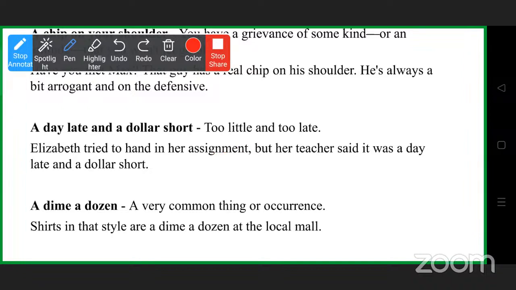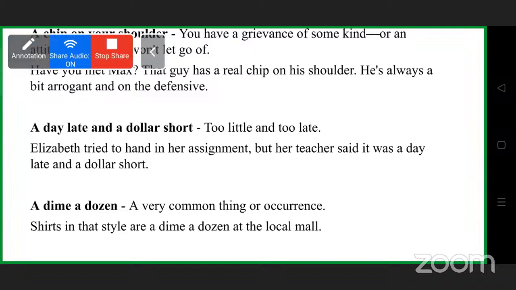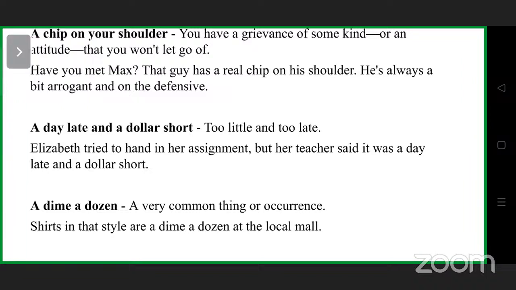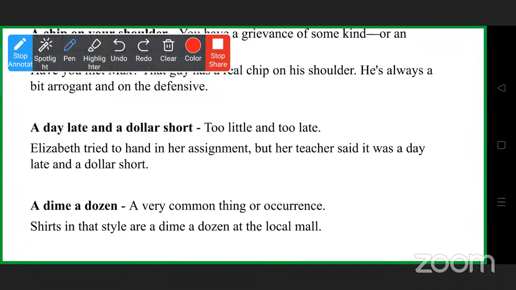And then a dime a dozen. Okay, a dime a dozen is the last one that I'm dealing with because I have to sleep after that, since I have to get up early in the morning. So a dime a dozen, a very common thing or occurrence. A dime a dozen, very common thing.